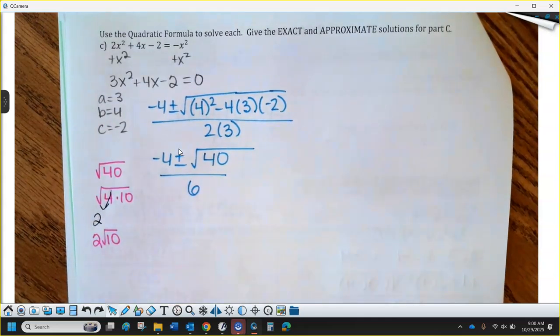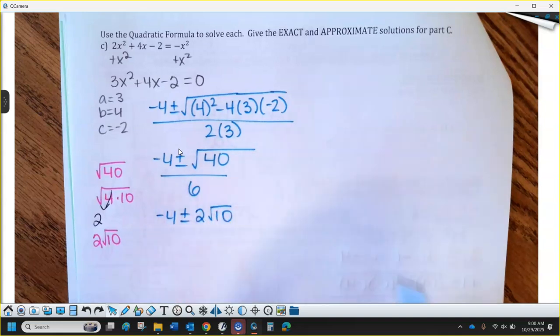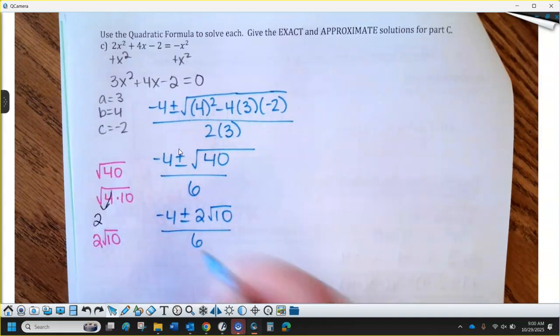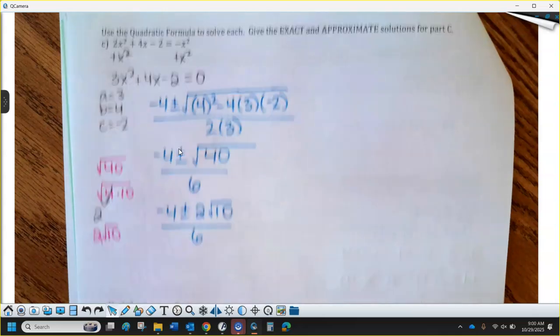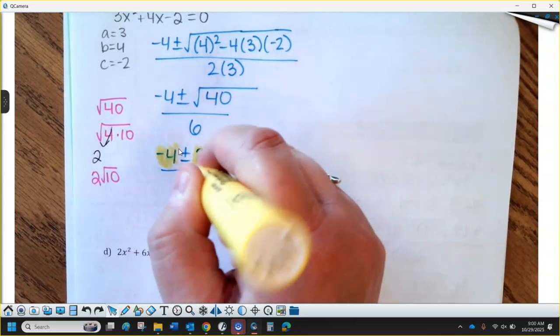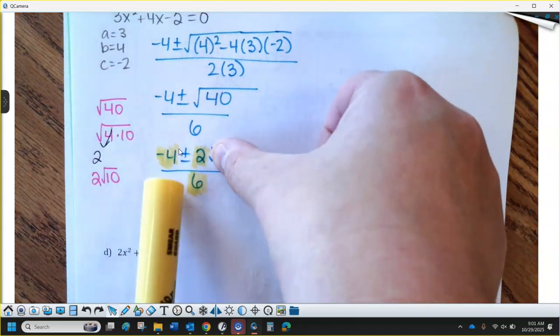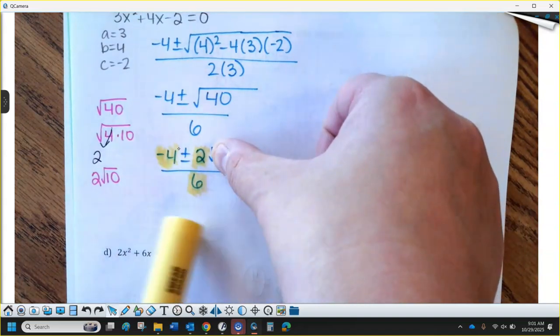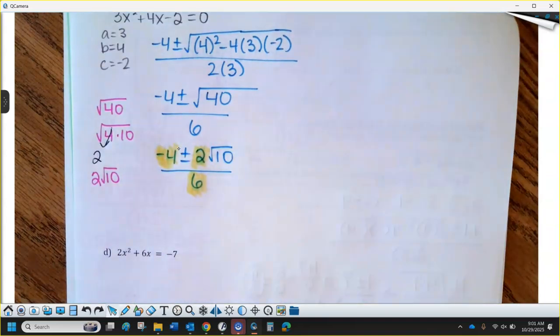And I'm going to go back in my question and replace the 40 with that. So this is -4 plus or minus 2 roots of 10, simplest radical form for 40, the whole thing over 6. Now, it completely depends on the question, but this is kind of like that problem we just looked at. Don't touch the radical. If what's in front of the radical, what's on the other side of the plus and minus, and what's in the bottom are all divisible by something, you can reduce that fraction. Don't touch the radical though.